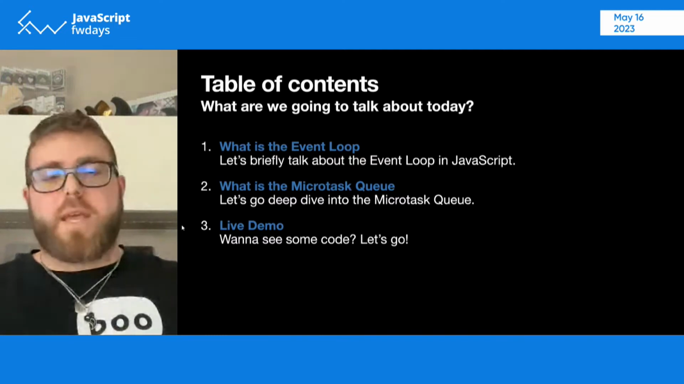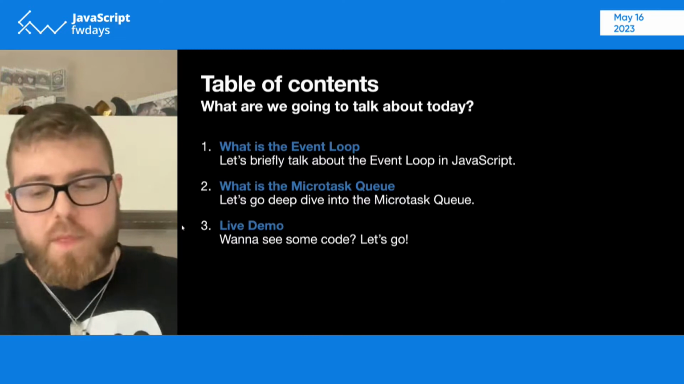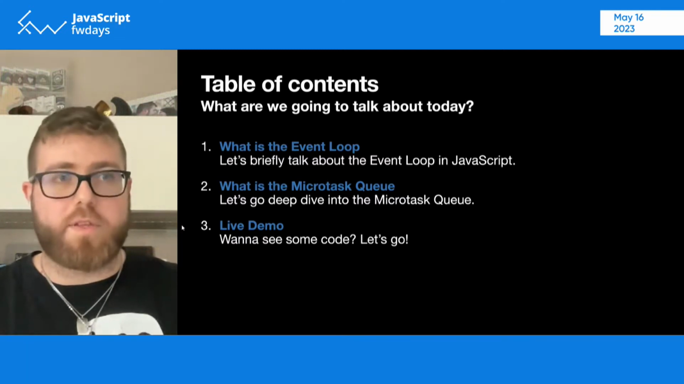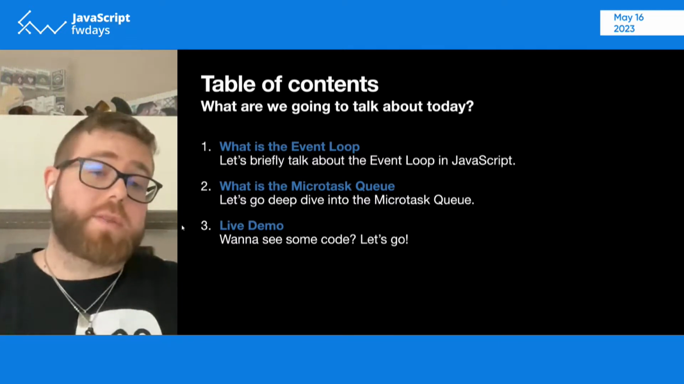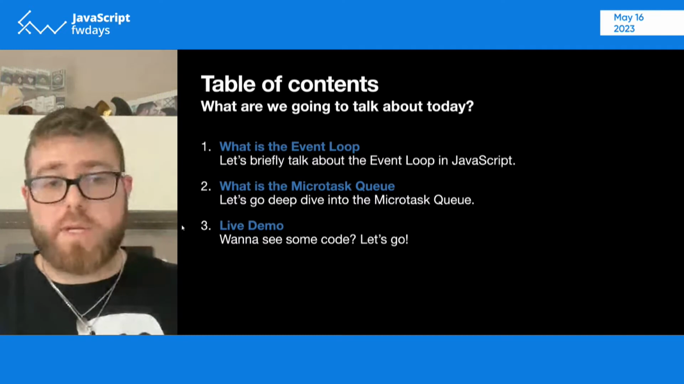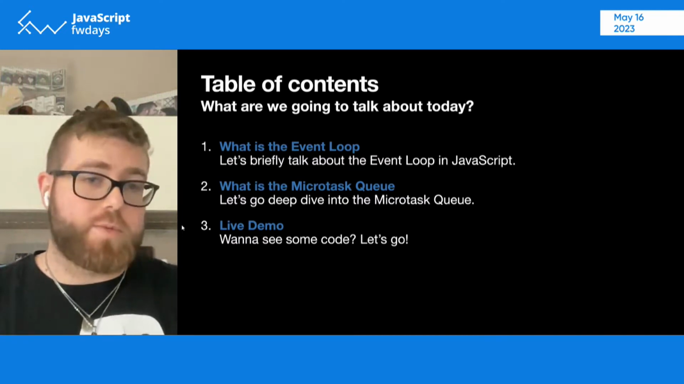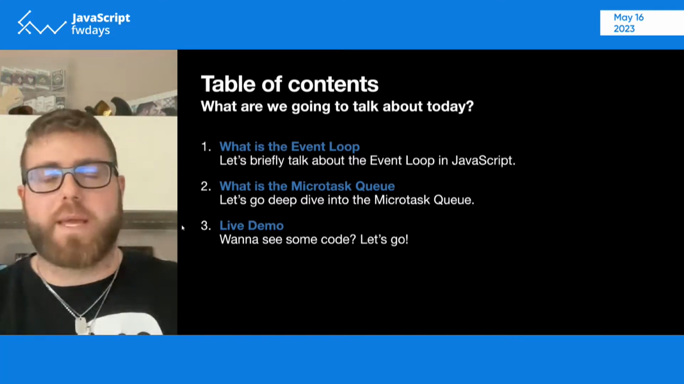So let's start with our table of contents. What are we going to talk about today? First things first, what is the event loop? We will briefly talk about the event loop in JavaScript. Our second topic will be the Microtask Queue. Specifically, we will go into a deep dive into the Microtask Queue. And the third thing will be a live demo, where we will apply what we learned before and put it inside a simple application.